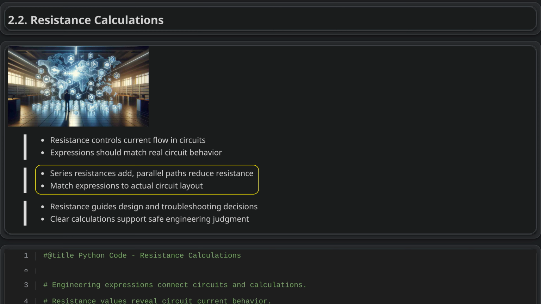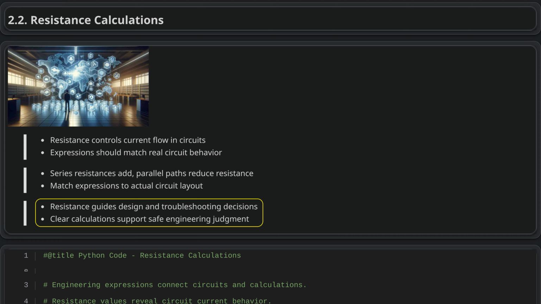In circuits with multiple components, total resistance depends on how the parts are arranged. Components in series increase resistance because each one adds another obstacle to current flow, while components in parallel lower resistance by giving current multiple paths. Correctly identifying the circuit layout is important to avoid problems such as overheating or inaccurate measurements.